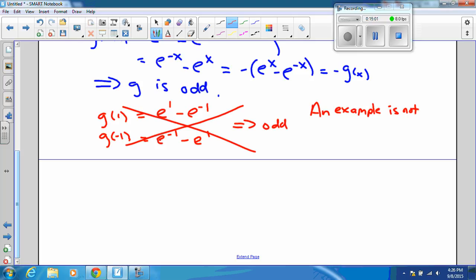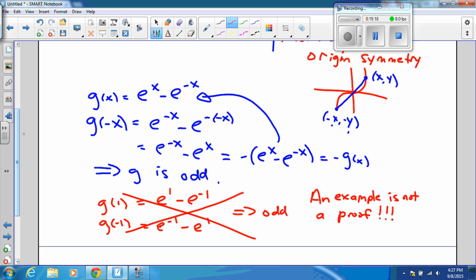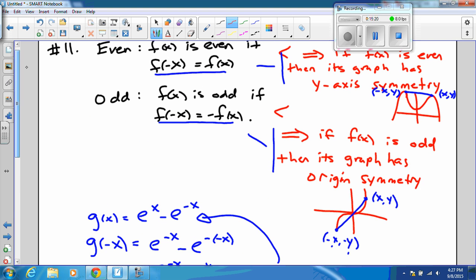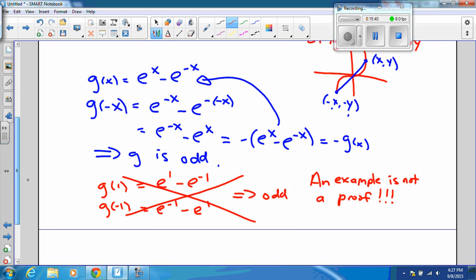Doesn't mean examples are not valuable. They help us to understand the logic of our calculations. But an example is not a proof. Why not? Well, for a really simple reason. To be even or odd, f of x is going to be even if f of opposite x is equal to f of x for every single x value, not just for one or two examples. And likewise, f of x is odd if f of opposite x equals opposite f of x for every single x value, and not just for one or two examples.